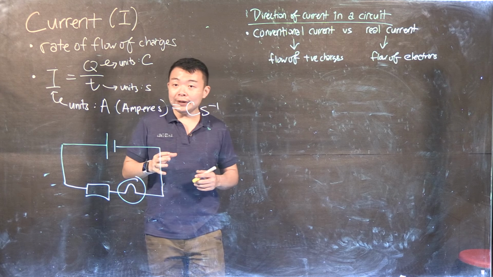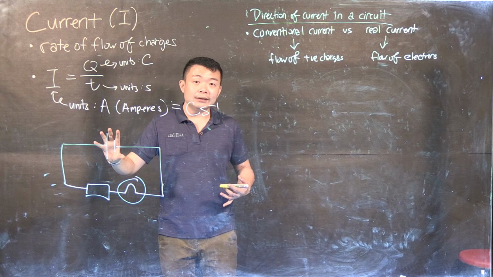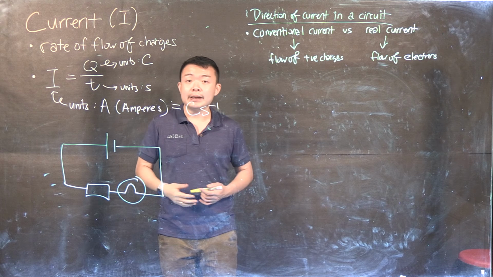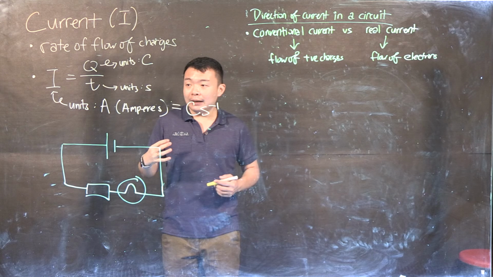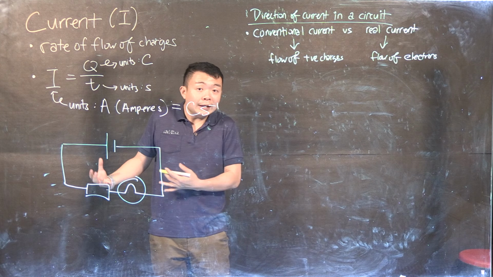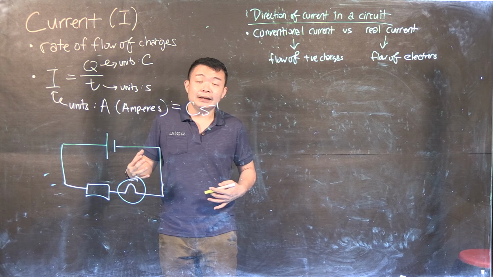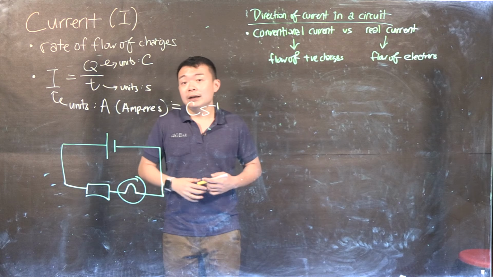You should know that the EMF of a battery provides the motivation for charges to flow in a circuit. So these charges can flow very quickly, can flow very slowly, depending on the resistance that the charges face along the journey.